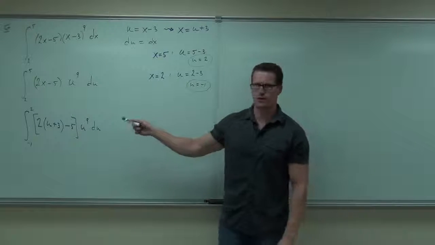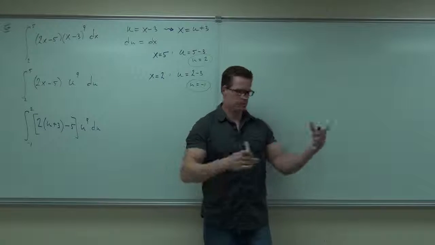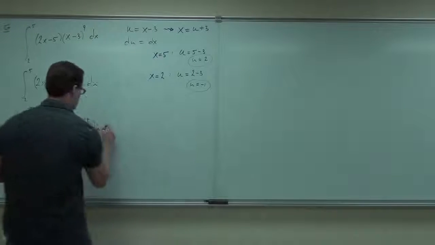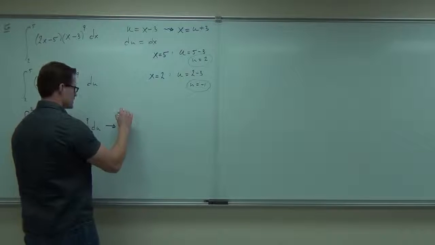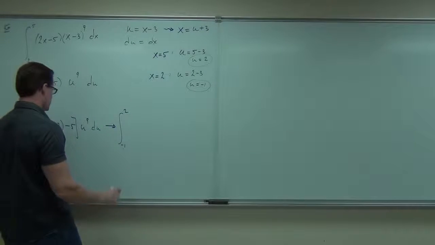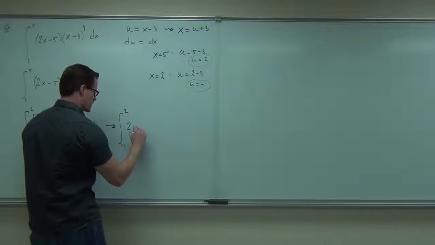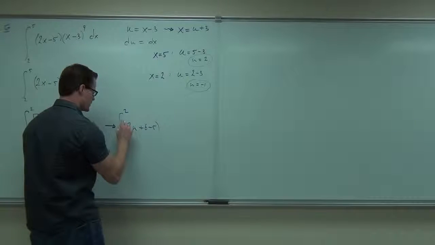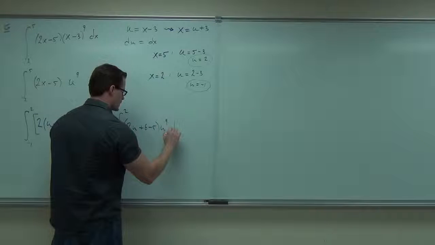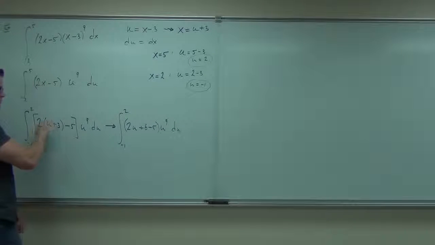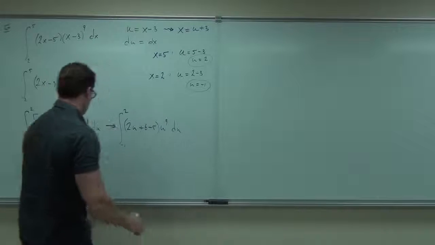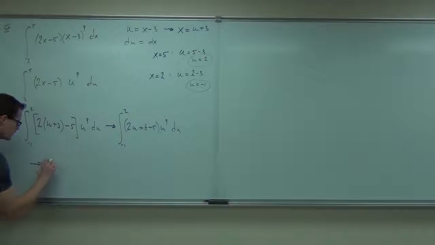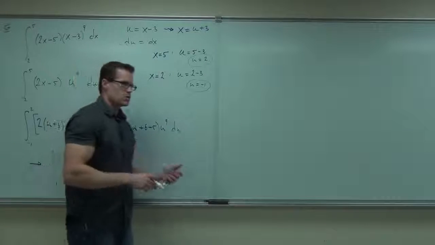Before we integrate, you want to simplify all that. You want to distribute out your 2, and then add minus your 5, and then multiply by u to the 9th. Yes, we call that tedious algebra work. 2u plus 6 minus 5, then u to the 9th du. 2u plus 6, and then minus 5. Okay, well, that means we'll have 2u plus 1.